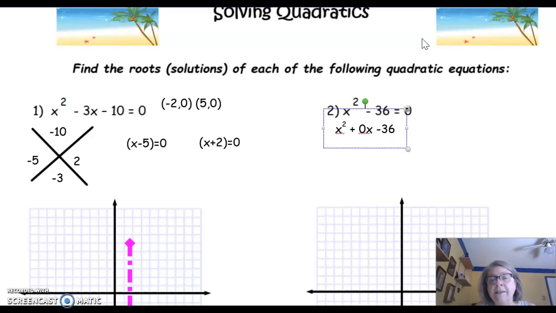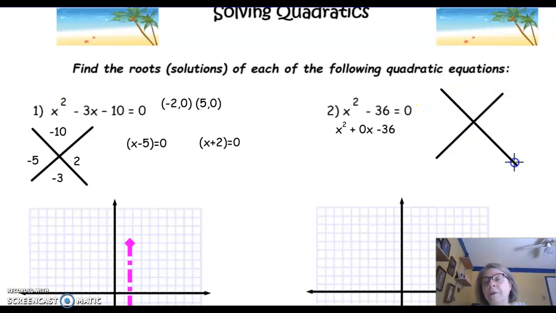minus 36. Now you might recall that this is a difference of squares, but just say you didn't recall it. I wanted to remind you that we could still do it with our cross number puzzle. In this case, negative 36 is our product, and 0 is our sum. So I would need factors of 36 that will subtract to give me 0. And those factors are 6 and negative 6, because 6 minus 6 is 0. So that gives me my factors.